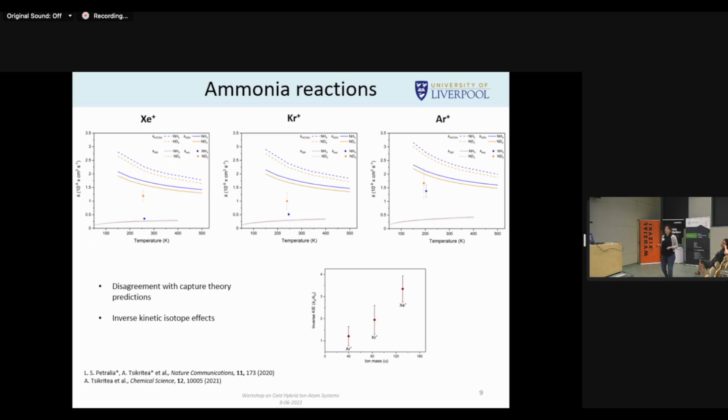What we saw was that the heaviest xenon ions saw the strongest inverse kinetic isotope effect, whilst for the lightest argon ions, we have the weakest effect. So as you can imagine, this inverse kinetic isotope effect, and also the disagreement with the capture theories, came as a surprise to us. So what did we do? We turned to our collaborators to run theory for us.